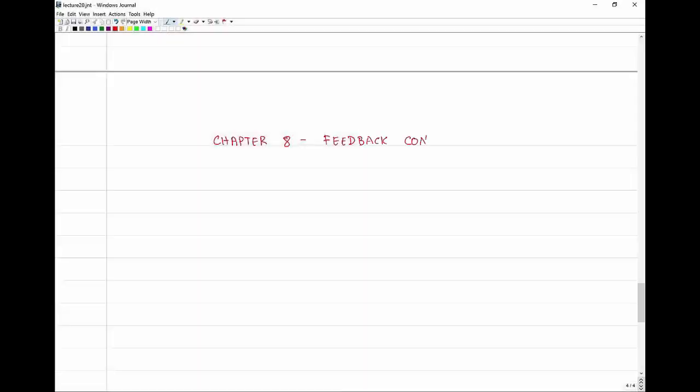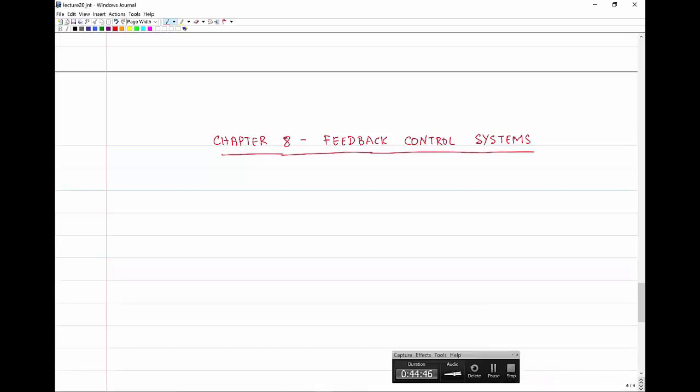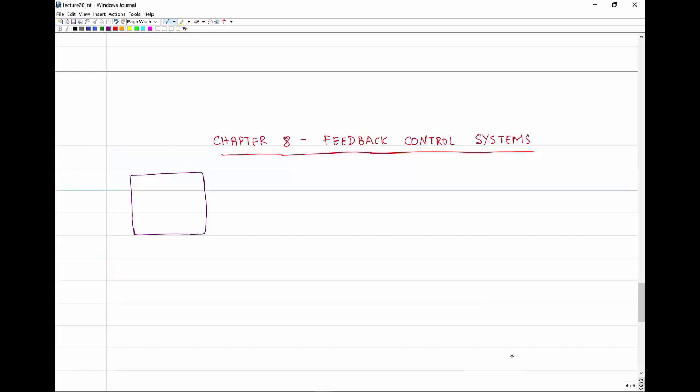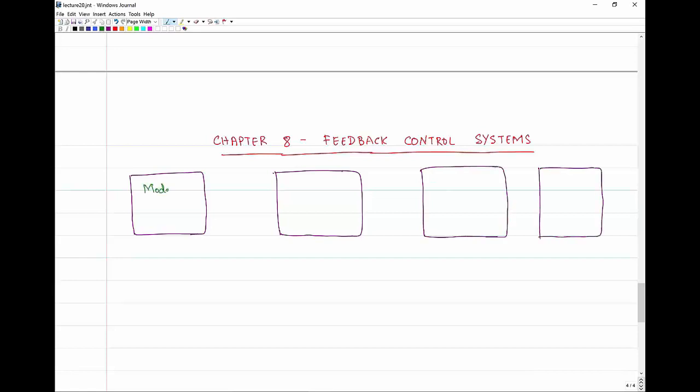Now we're going to move on to the more exciting stuff on designing controllers, on feedback control systems. So this is an appropriate time for us to take a step back and look back at the path we had taken to arrive at this point in the course. We started off with modeling processes and derived ordinary differential equations, which we then used Laplace transforms to convert into transfer functions using simple algebraic manipulations.